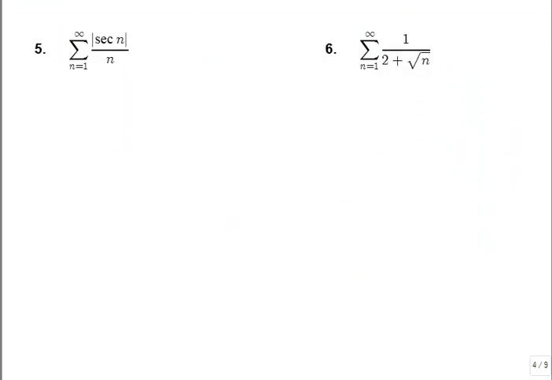On the next example here, we have a trig function. So let me show you how to handle these. We want to look at the sum from 1 to infinity of the absolute value of secant of n over n. So what could we possibly compare this to?